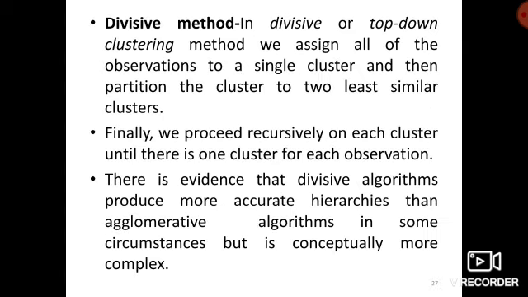The divisive method is a top-down clustering approach, while agglomerative clustering is a bottom-up approach. We assign all the observations to a single cluster, then partition it into the two least similar clusters. Finally, we proceed recursively on each cluster until there is one cluster for each observation.